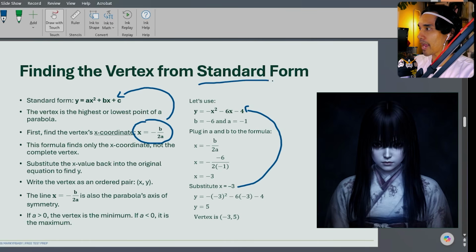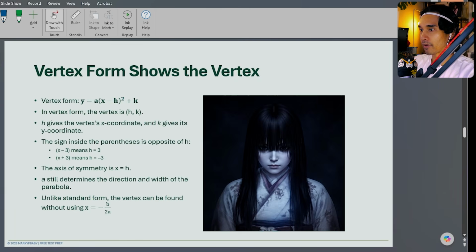Now this is standard form, okay? I'm going to show you vertex form now. Vertex form is written as y equals a(x minus h) squared plus k. Now, I do not know if this is going to be on the test, but I found it very important that you know what this is. Please write it down in your notes.